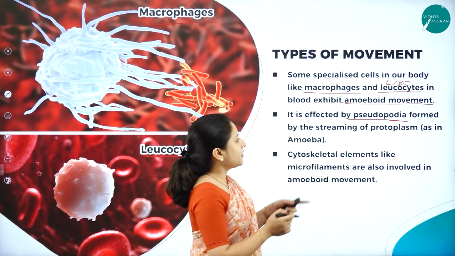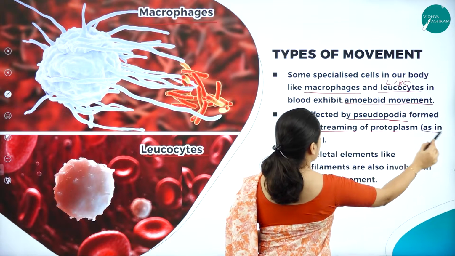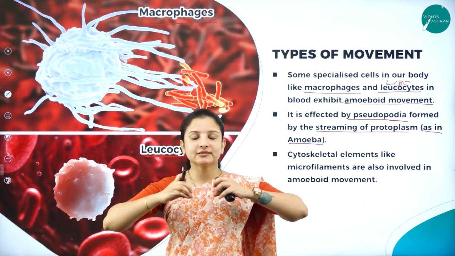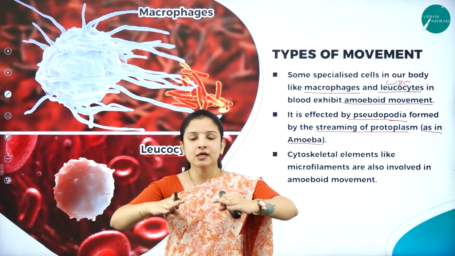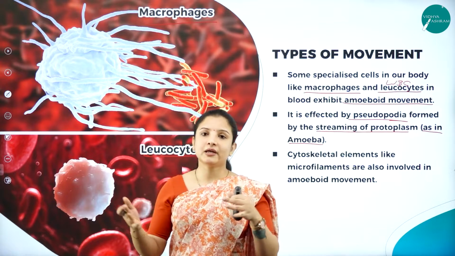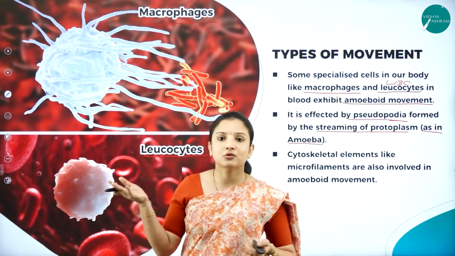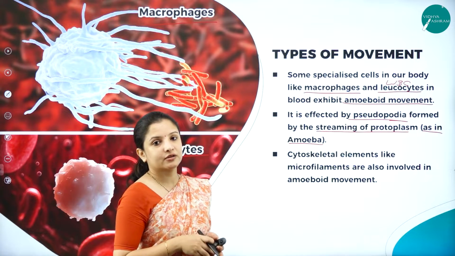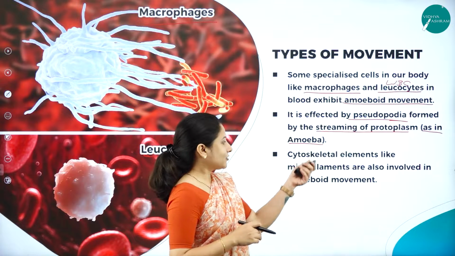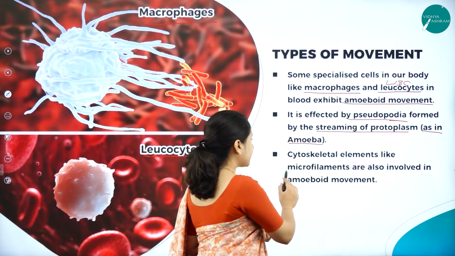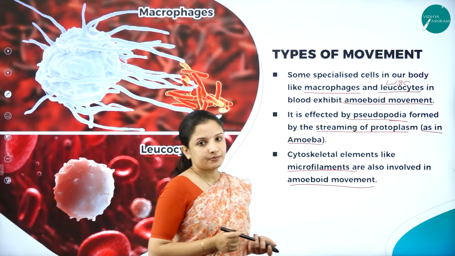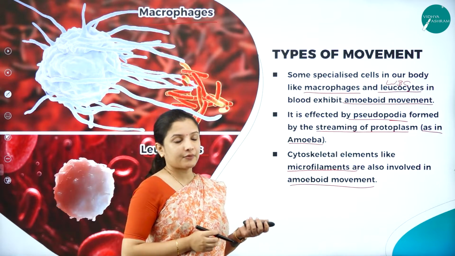This happens by the streaming of protoplasm as in amoeba. As and when the pseudopodia stretch, the protoplasm inside also moves and takes the shape of the organism. That is why these macrophages and leukocytes also do not have a particular shape, because they exhibit this amoeboid kind of movement. And cytoskeletal elements like microfilaments are also involved in amoeboid movement. So this is about the amoeboid movement.